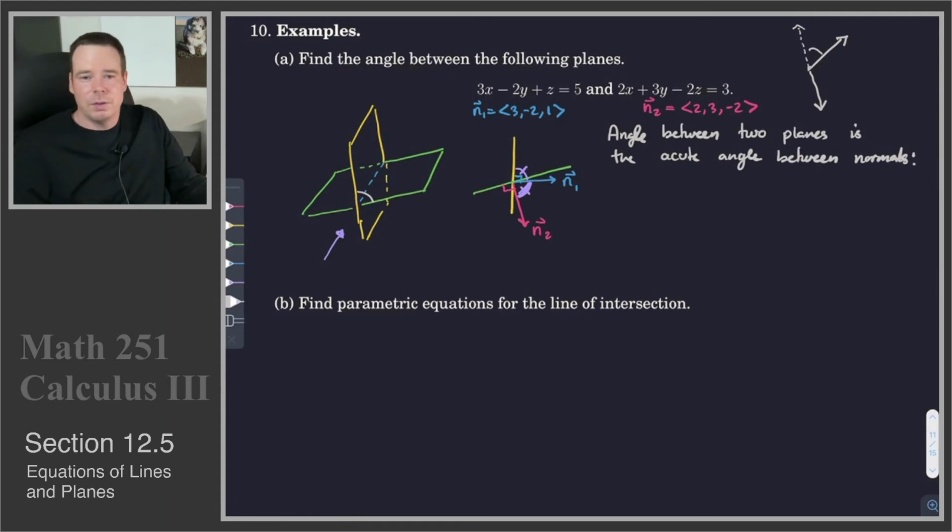This is because normal vectors can point in either direction. I could take a normal vector and negate it, and I still have a normal vector. So I really don't care about the normal vectors up to sign. That's the bottom line here. I don't care about them up to sign.